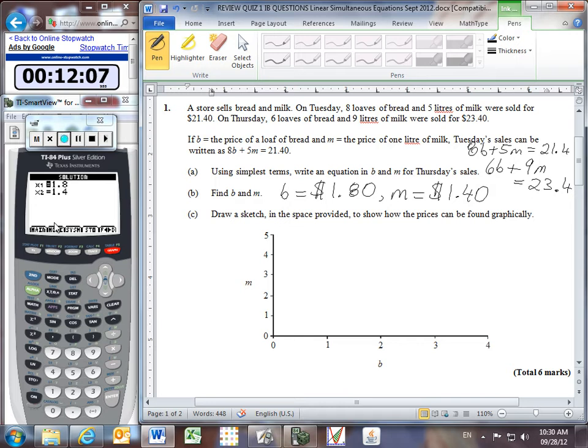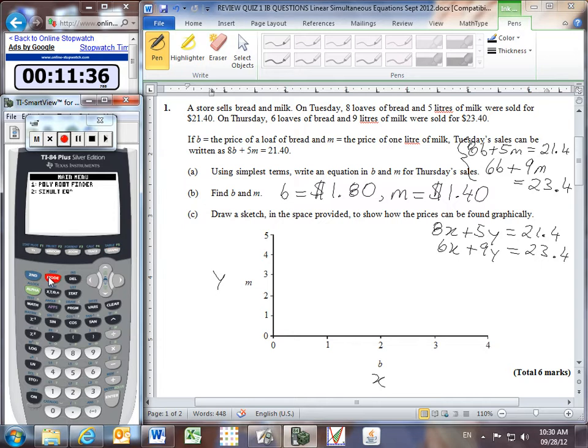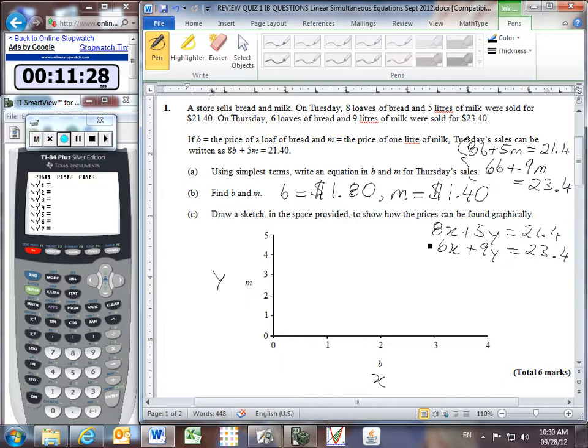Part C, this is the one that a lot of you had difficulty with, was drawing a sketch of these 2 functions. You'll notice that M is on the vertical axis, so let's think about that as the y. B is on the horizontal axis, so let's think about that as x. So if I rewrite this system of equations in terms of x and y, we'd have 8x plus 5y is 21.4, and 6x plus 9y equals 23.4. I would love to put these into the calculator as graphs, which would mean that they'd be in the y equals feature. In other words, I need to isolate y in each of these 2 equations.